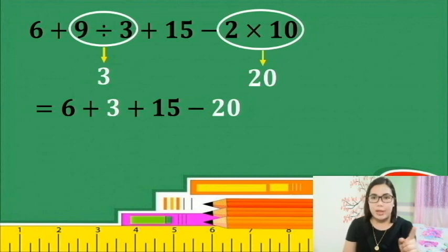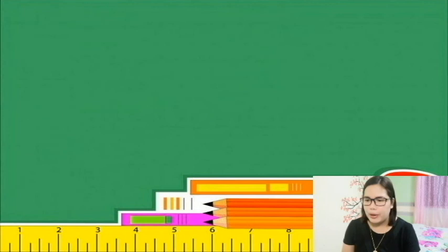6 plus 3 is equal to 9 plus 15, that is equal to 24 minus 20, that is equal to 4. Okay, 4. Yay! So, let us have this example.